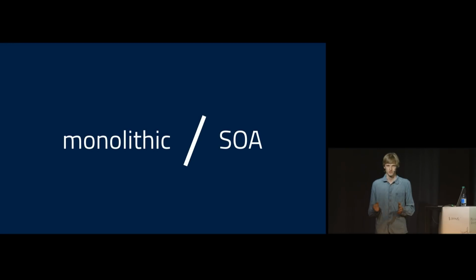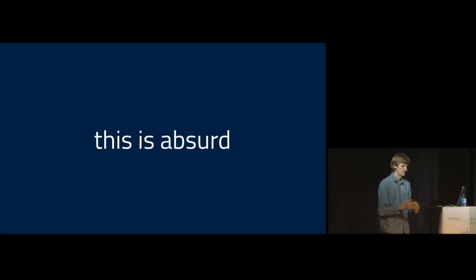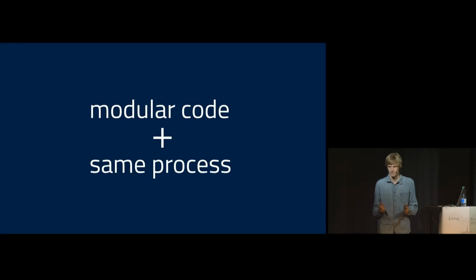And there is definitely more to the world than a monolithic application and service-oriented architecture. I think it's absurd. The solution for this is modular code, have individual bits and pieces that can be individually deployed, and then just live in the same interpreter. So extension modules is a very good way. So how do you marry Python and Rust?